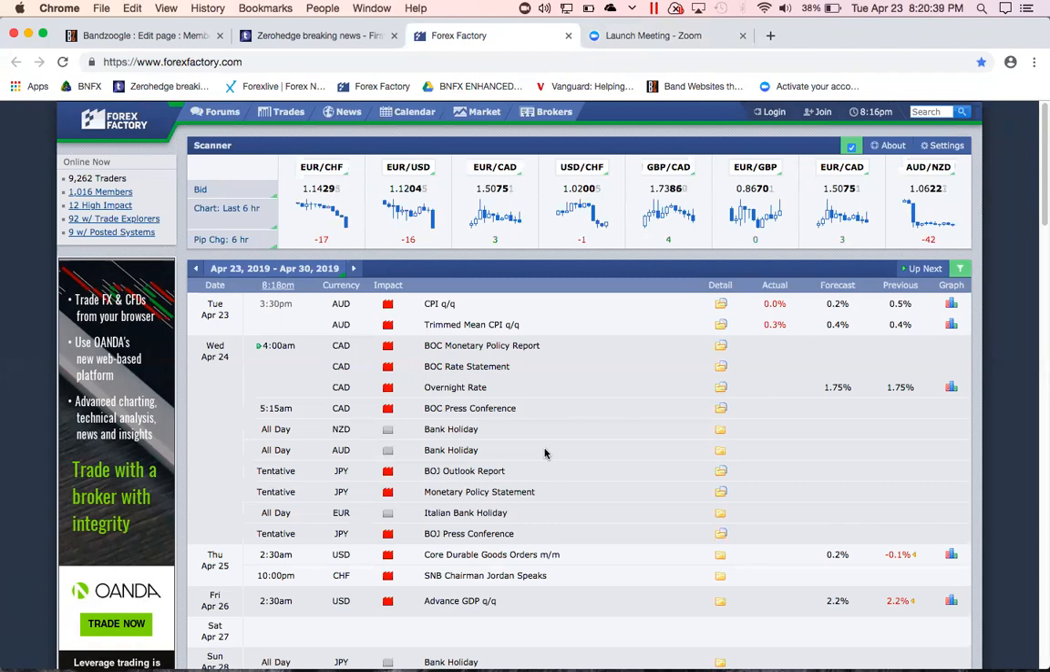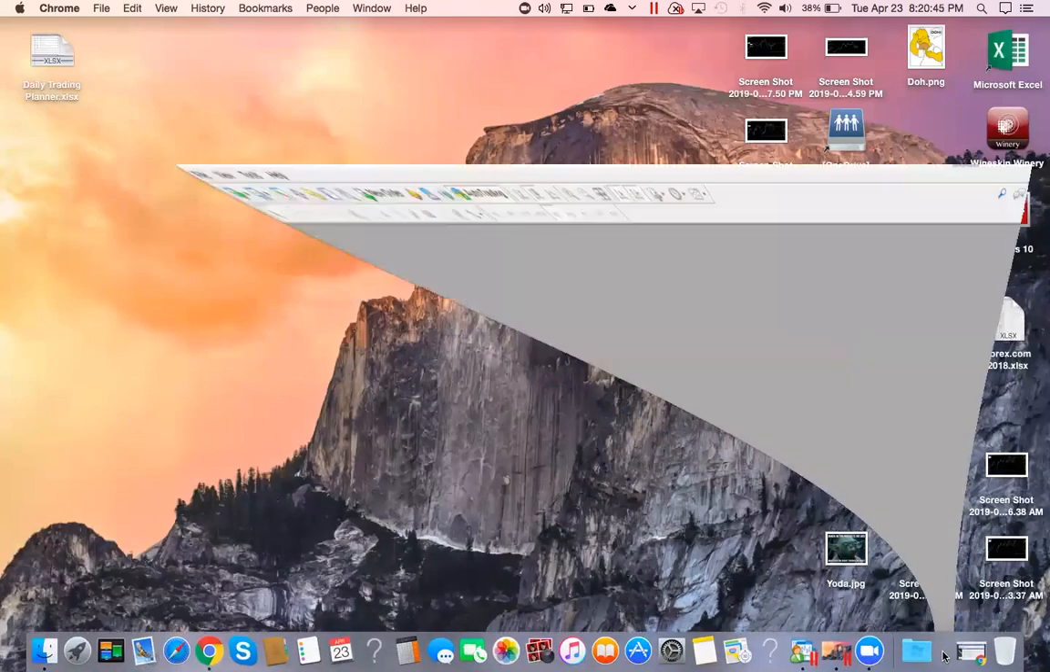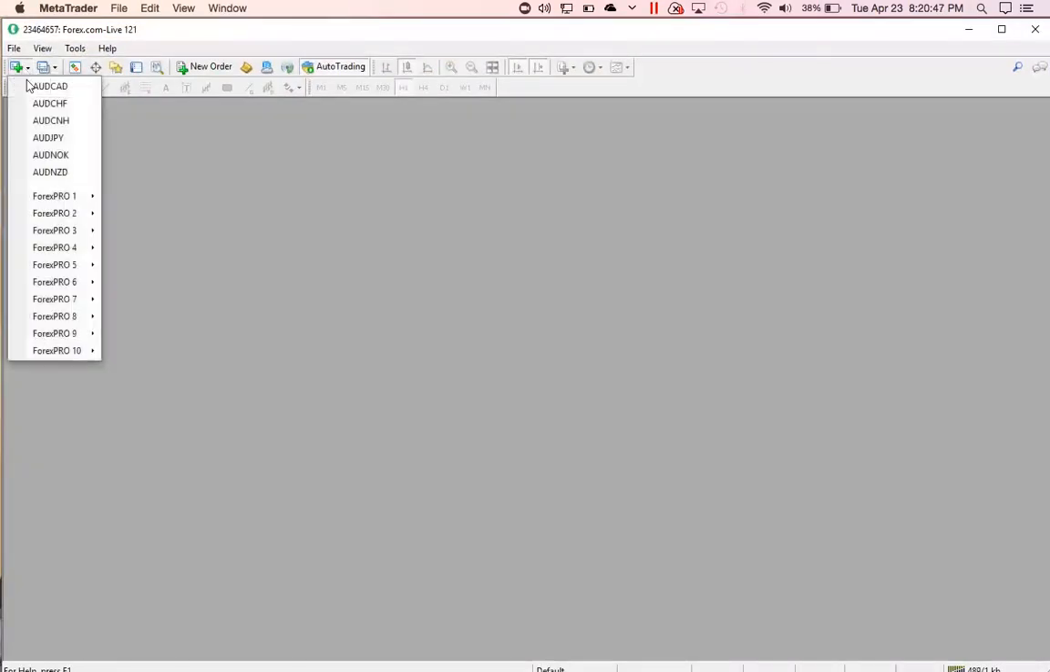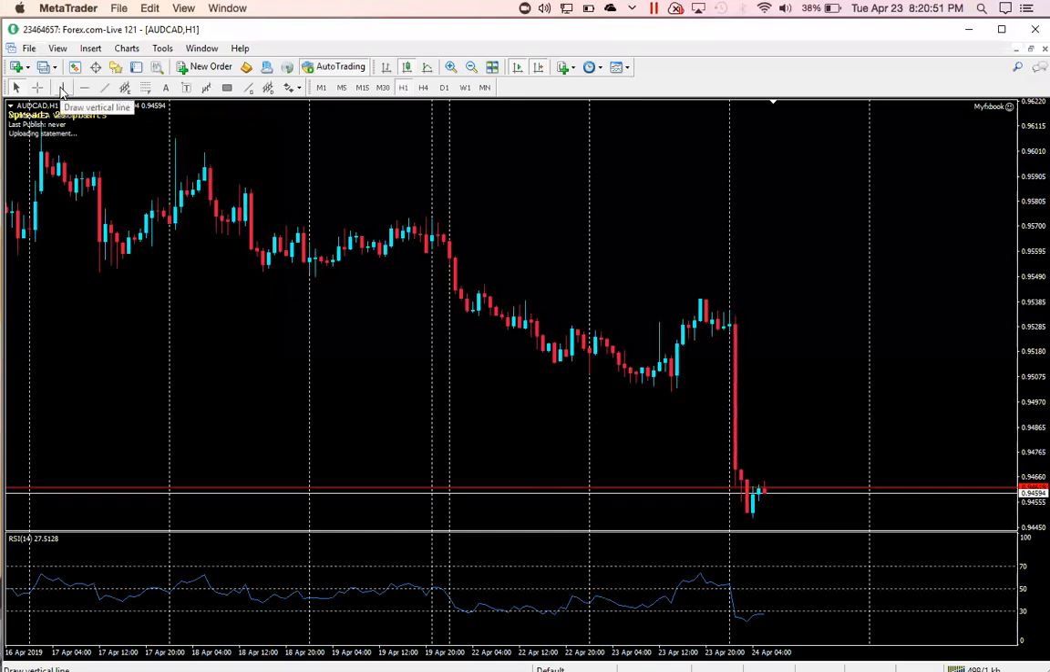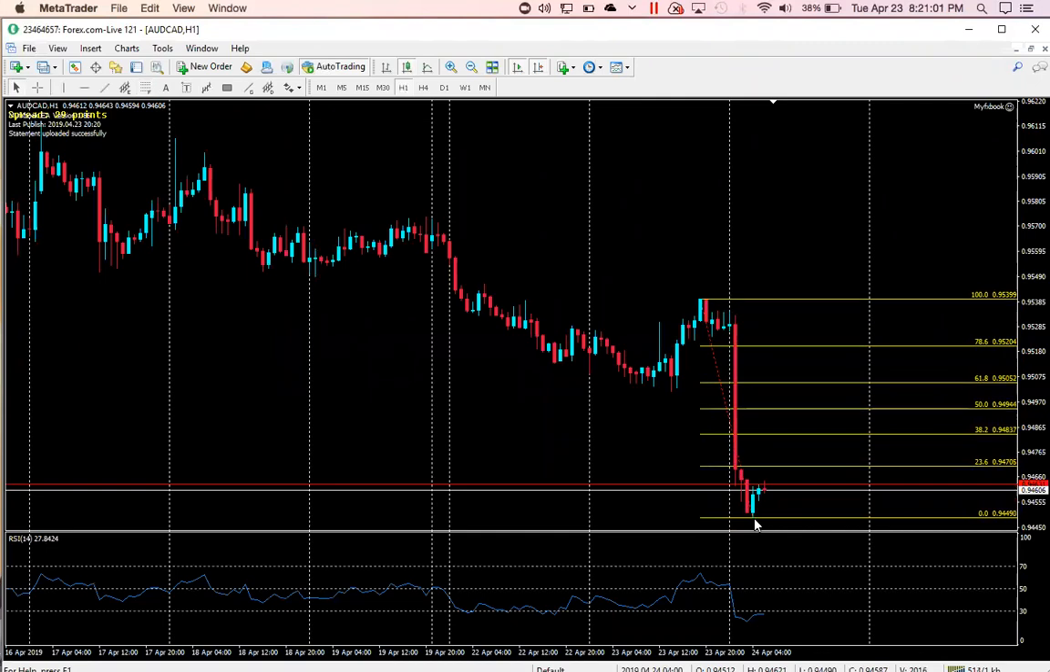So, we're not going to know until we look at the pairs and look at the charts and see what we have. So let's go in and see what we're looking at here. So we're going to look at Aussie CAD and pound CAD. So right now, as you can see, there was this huge drop. So we'll take a Fibonacci and see where we're at.